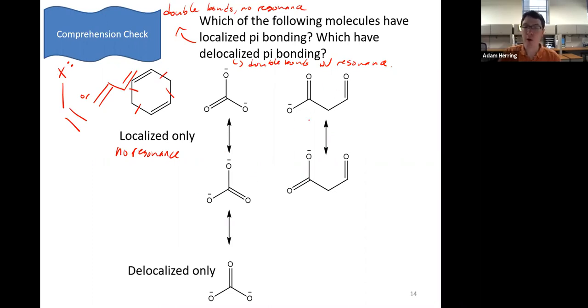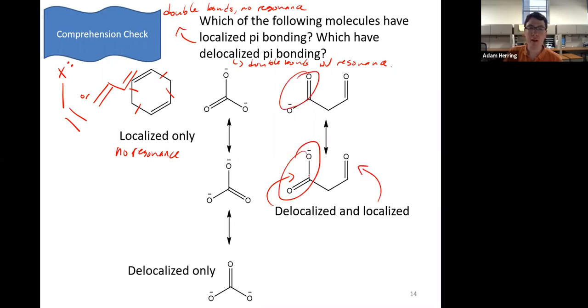However, for the molecule on the right, we have both delocalized and localized pi bonding. We have delocalized pi bonding here on the left because we can draw a resonance form of that part of the molecule. But on the right, these are localized. They're fixed in between the carbon atom and the oxygen atom.